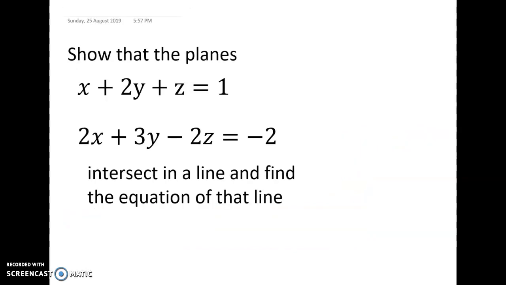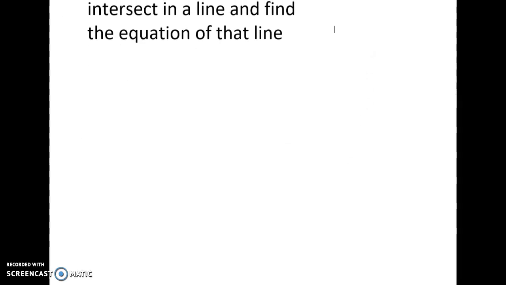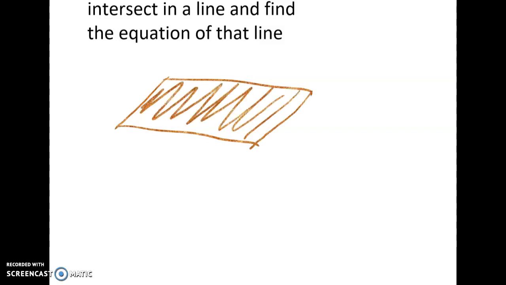We want to show that these 2 planes intersect in a line, and then we're going to find the equation of that line. So here comes the bad drawing. And I want you to get 2 bits of loose paper, like we do in class, and just look at what can happen. So the 2 bits of paper can either be sitting on top of each other, right? In which case they are identical planes.